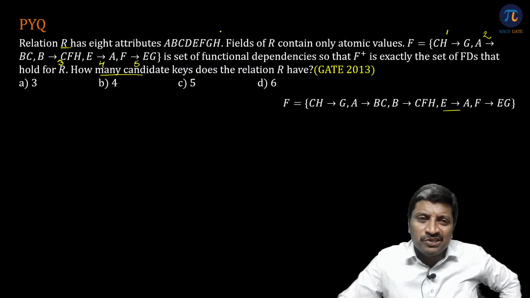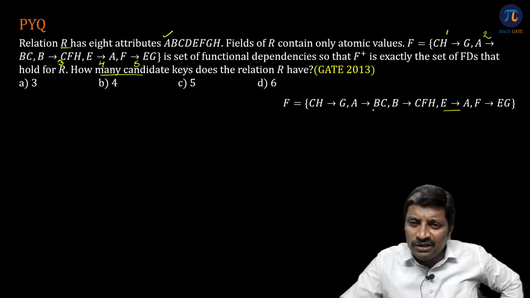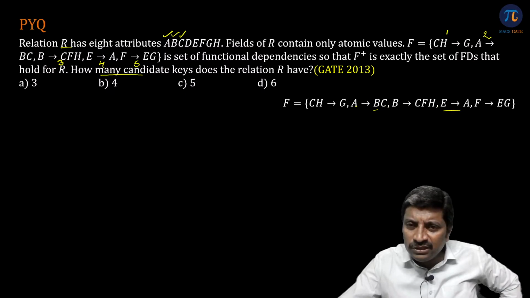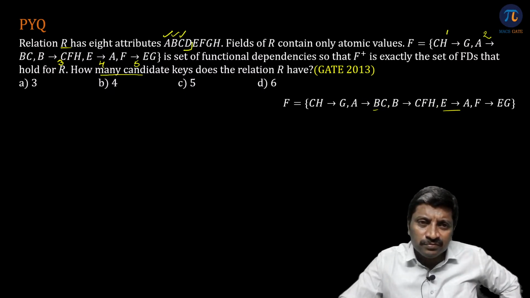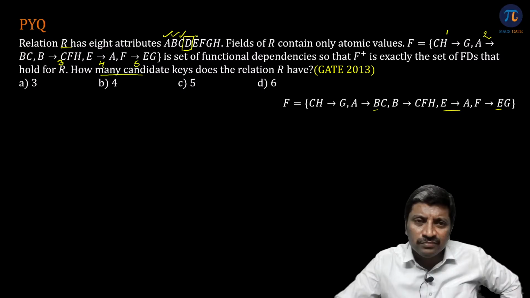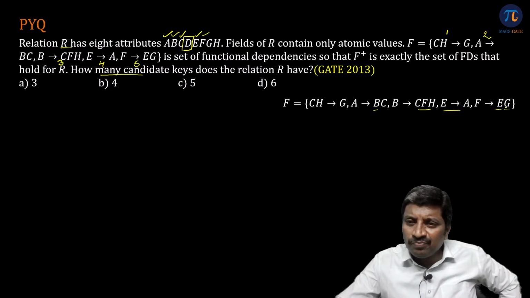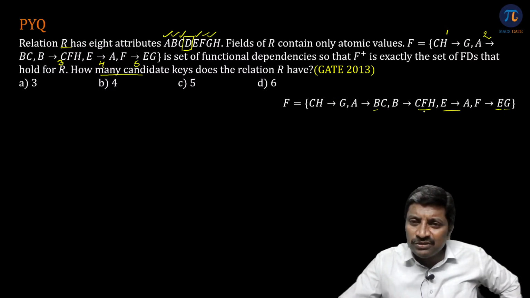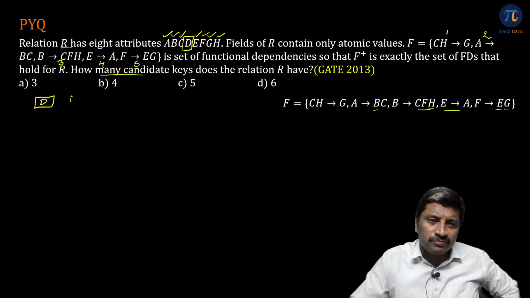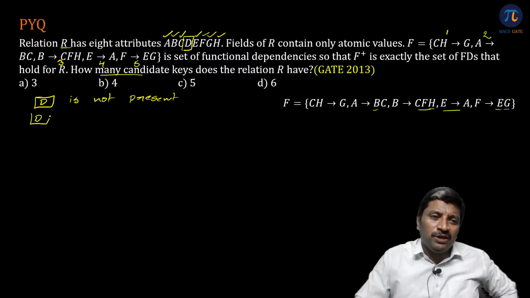So A is present here. What about B? It is present here. C, it is present there. What about D? D is not present, sir. What about E? Yes. What about F? Yes. What about G? Yes. What about H? Yes. So D is not present. So D must be a part of the candidate key.